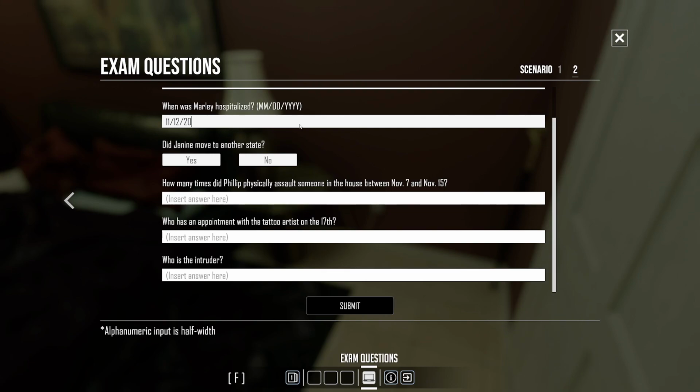And 2018, I would say. Did Channy? Oh, that's an interesting question. How many times does Philip physically assault someone in the house between November 7th and November 15th? One is for certain. Who had the appointment with the tattoo artist on the 17th?